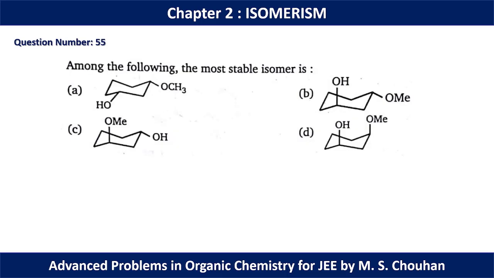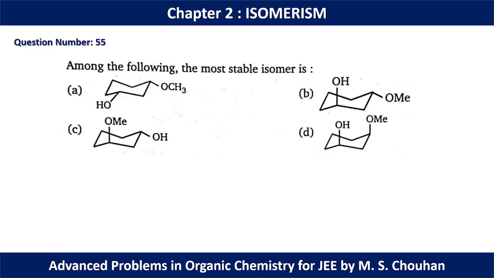In question number 55, among the molecules the most stable isomer is, so this is also an application of cyclohexane. As we know, in the cyclohexane form, if the functional groups are present in the equatorial position, it has more stability. If it is present in the axial position, there will be some 1,3 diaxial interaction, and it will become more unstable compared to the functional group present in the equatorial position.